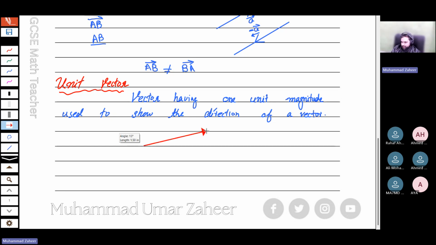For example, this is the vector. If you're talking about the length from here to here, that must be one unit. It can be 1 centimeter, it can be 1 meter, 1 kilometer, the unit in which you are talking about. All right. Yes, everyone, any question till here? No.